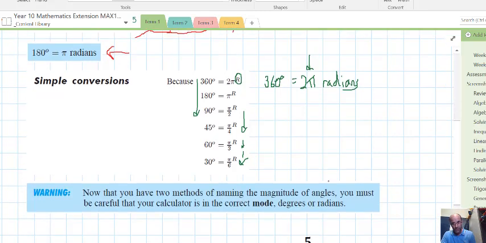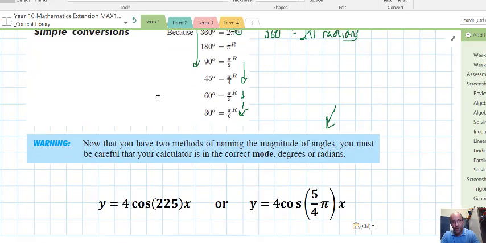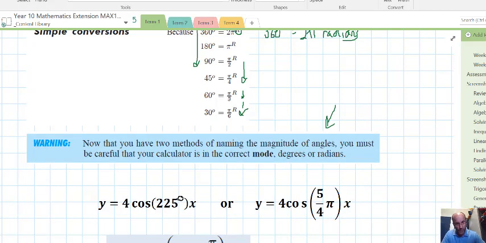Remember, as always, you must be in the correct calculator mode. Now that we'll be working with both degrees and radians, it's very important you check your calculator or the software you're using to make sure it's in the mode you want, whether it be degrees or radians. Here we see two equations that are basically equivalent. They're just examples. 4 cos 225 degrees should actually have a degree symbol. It's gone away, let me put it back. There we go. So 4 cos 225 degrees is the same as 4 cos 5 on 4 pi, because 225 degrees is 5 on 4 pi.